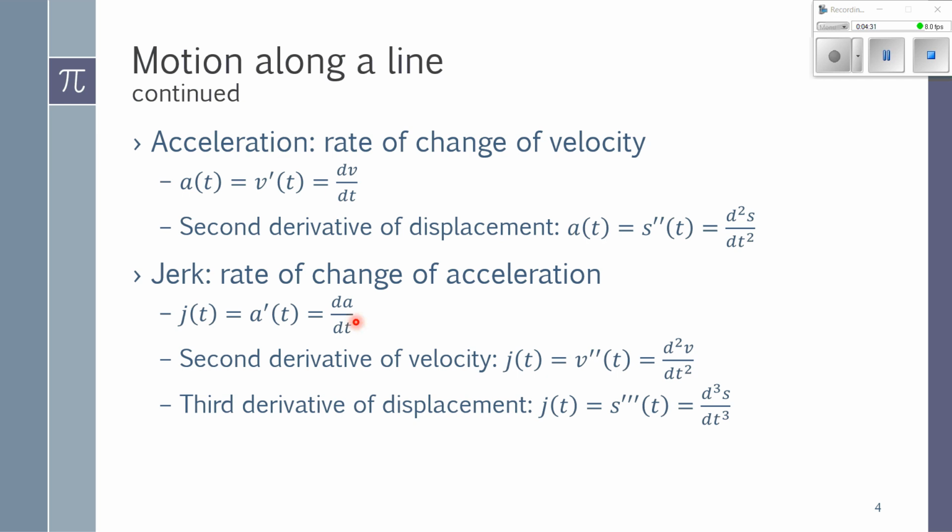So jerk, being the rate of change of acceleration, would be the first derivative of acceleration, a prime of t or dA/dt. But because acceleration is the derivative of velocity, jerk's the second derivative of velocity, v double prime of t, or d squared v/dt squared. But since velocity is the rate of change of displacement, jerk would be the third derivative of displacement, s triple prime of t, or d cubed s/dt cubed. So please don't get me in trouble by calling your siblings third derivatives of displacement and then blaming me, that's all on you.